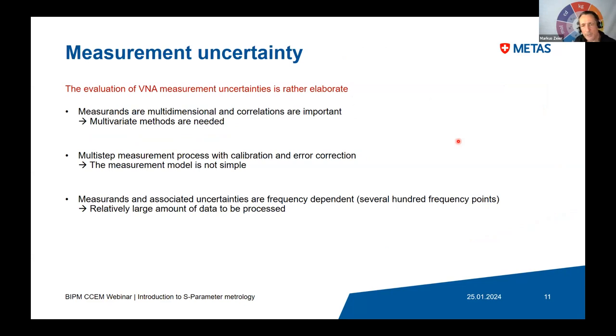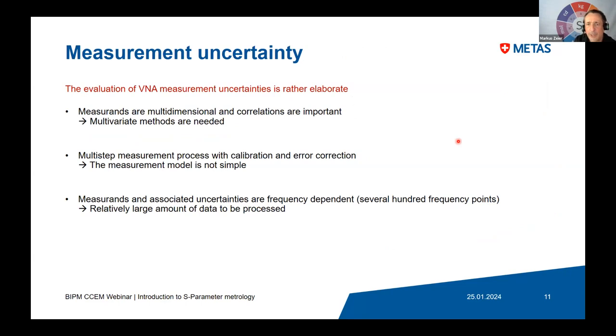I would like to say a few things now on measurement uncertainty, because there were quite a few advances in that domain, and also about traceability. There has also been quite a bit of progress over the last years in that domain.